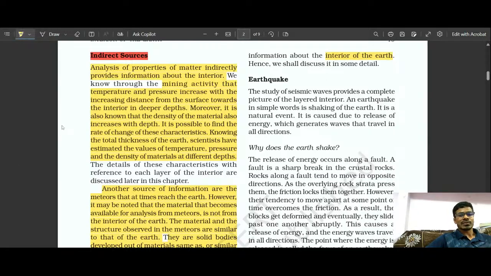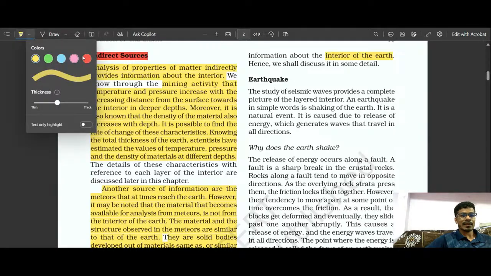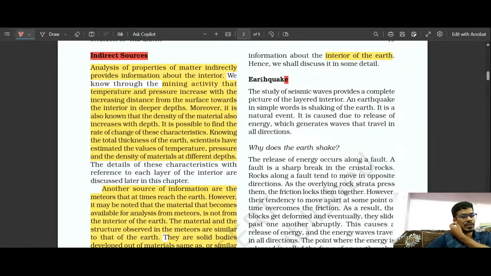Now moving on to another topic, that is earthquake. So what is an earthquake? The study of seismic waves provides a complete picture of the layered interior. An earthquake, in simple words, is the shaking of the Earth.